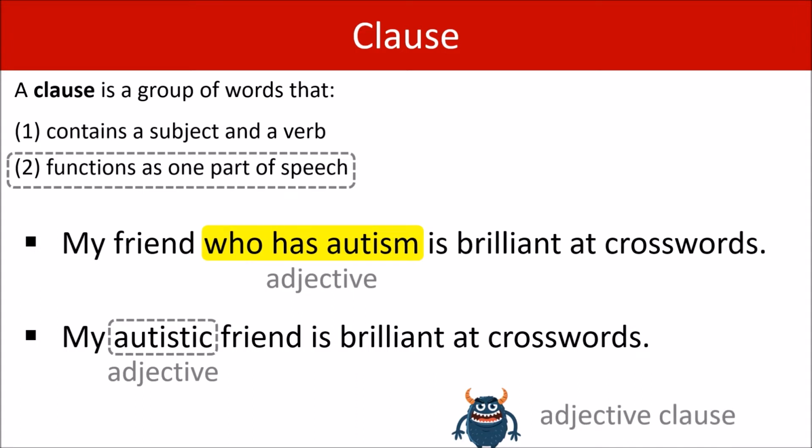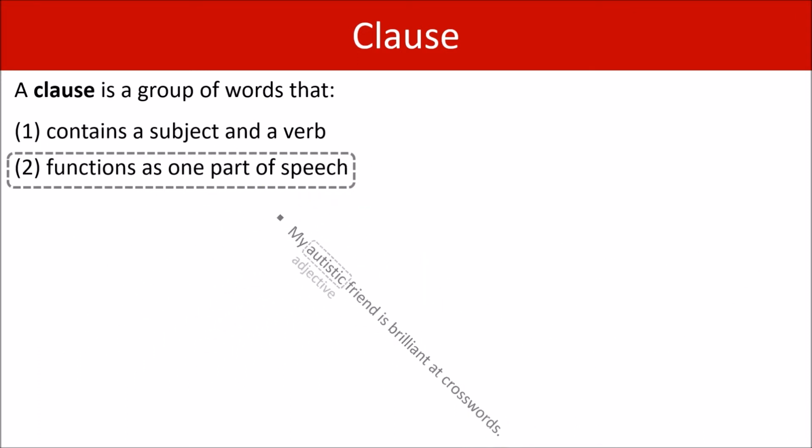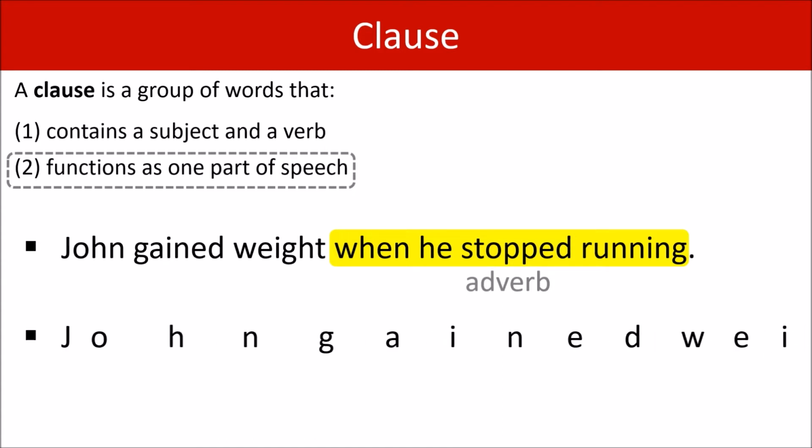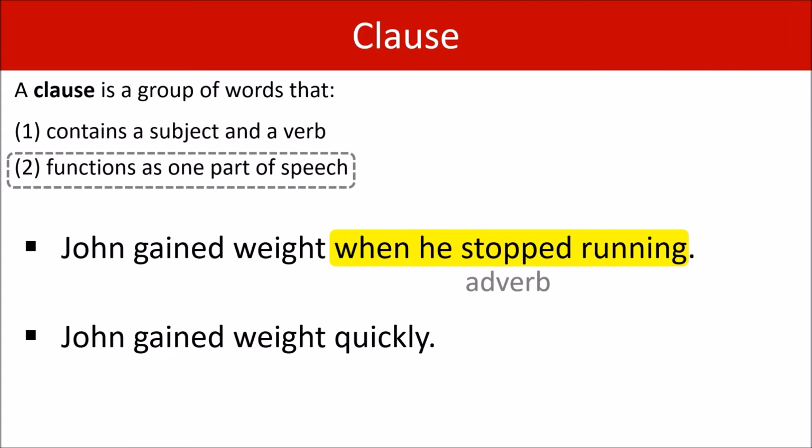Okay, let's clear that. Let's get our other example back up. John gained weight when he stopped running. Now, this clause is functioning as an adverb. Let's put up a similar example. John gained weight quickly. Well, quickly is definitely an adverb and it modifies the verb gained. Let's look back up at our clause. When he stopped running. That is also an adverb. It modifies gained. So this is an adverbial clause.